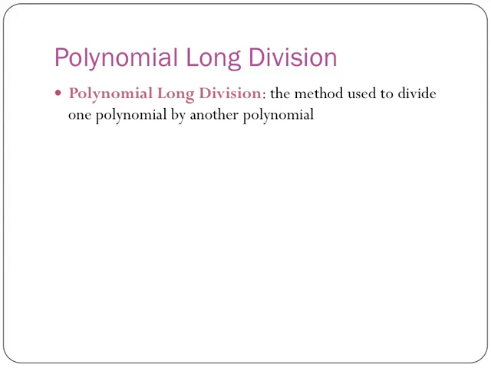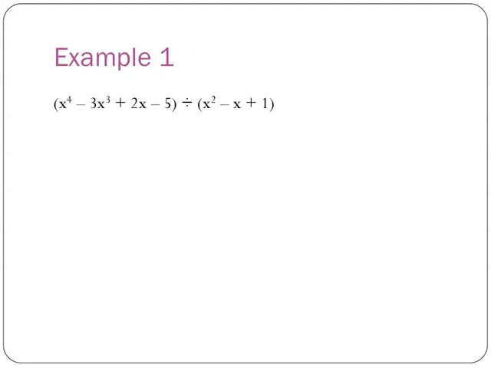Just like with regular long division, that's how we can divide one number by another, with polynomial long division, we can use that to divide one polynomial by another polynomial. So here's our first example. x to the fourth minus 3x cubed plus 2x minus 5, all divided by x squared minus x plus 1. So we're going to start by setting up our long division problem.